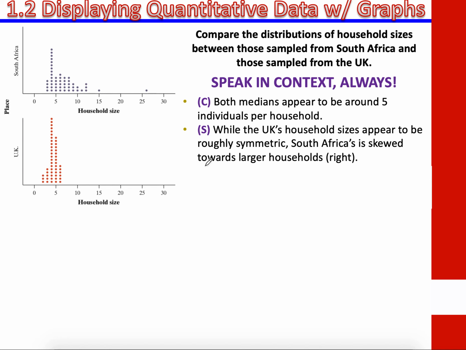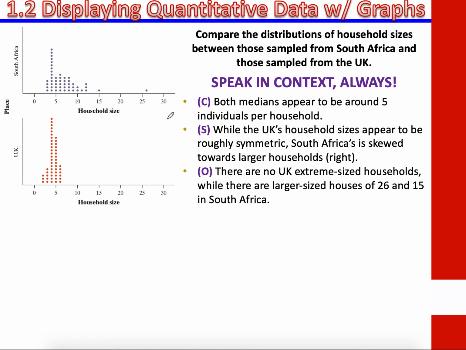towards larger households, because that is the context of the problem. That's what right means when I'm talking about these distributions. So in terms of outliers, or extremes, or gaps, the UK doesn't have any. And I told you there's a way to calculate it. Don't necessarily assume things are outliers, but this 26, that's way far above the rest. You can probably safely conclude that that's an outlier without any computations. But yes, there's nothing for the UK that would be considered extreme.